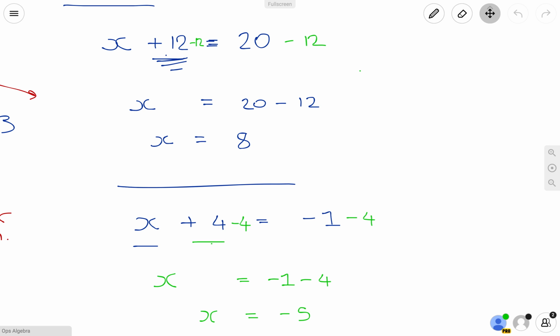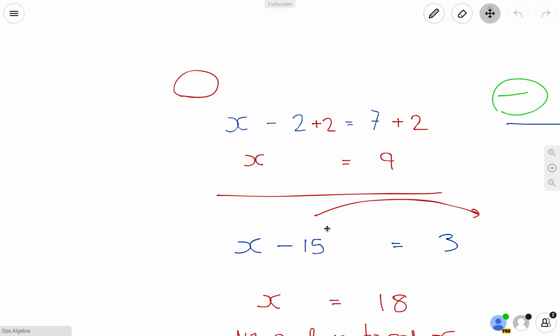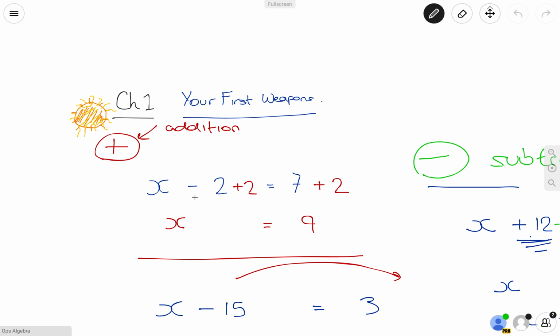In this case, it was the plus 4. In the case over on the top question here, it was this minus 2, which you want to get rid of. And how do we get rid of it? We do the opposite. So the opposite of minus 2 is adding 2. That's why we used our addition weapon, and we add 2 to both sides. All of a sudden these 2s cancel.